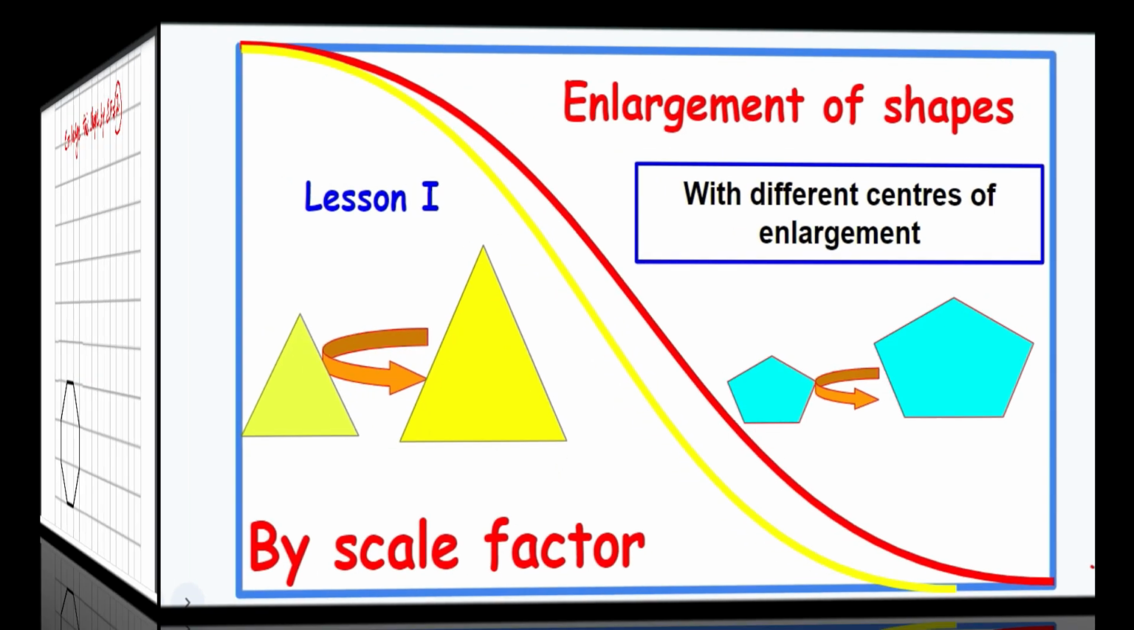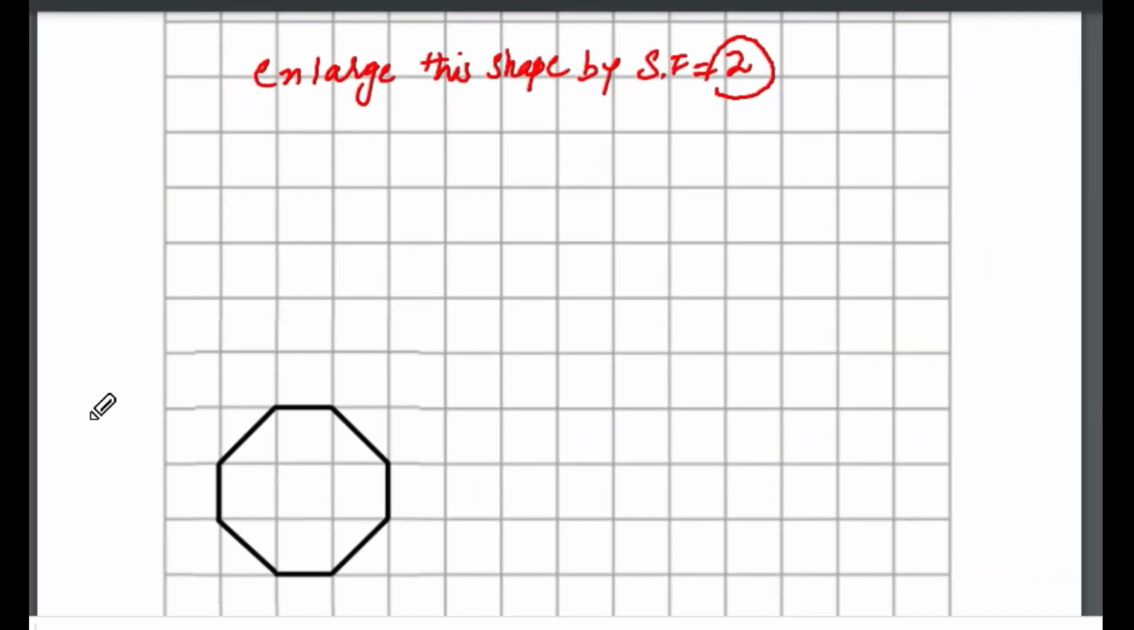So let's start over with this shape. What we need to do is enlarge, which means you need to make this shape bigger. How much? By scale factor equal to 2. Now what do we mean by scale factor equal to 2? You need to multiply each length by 2.